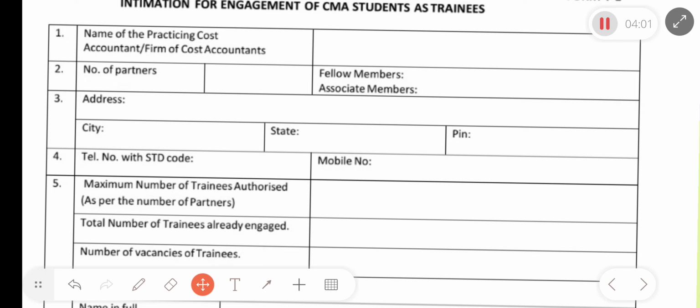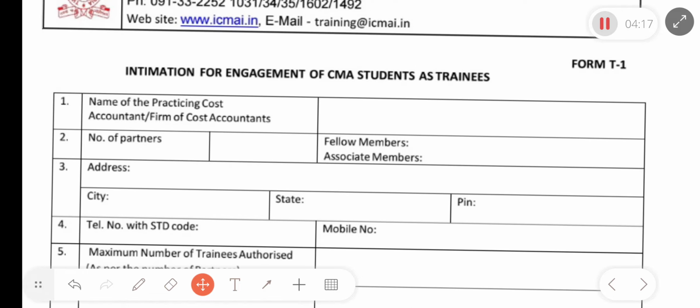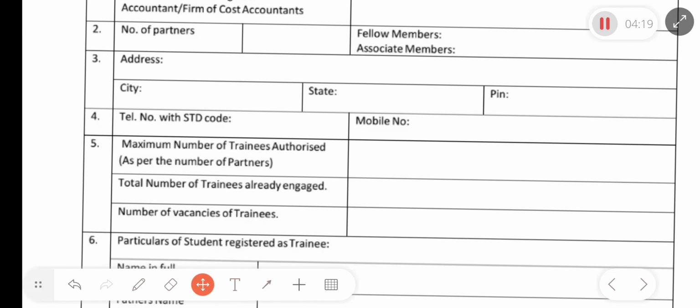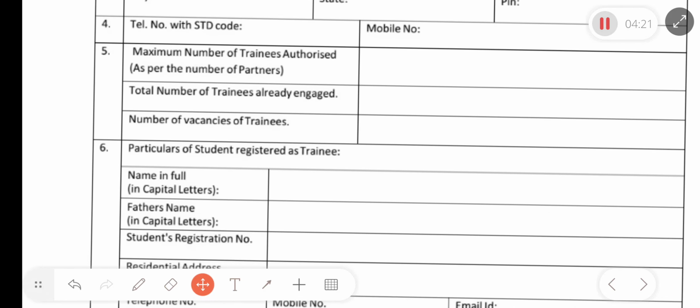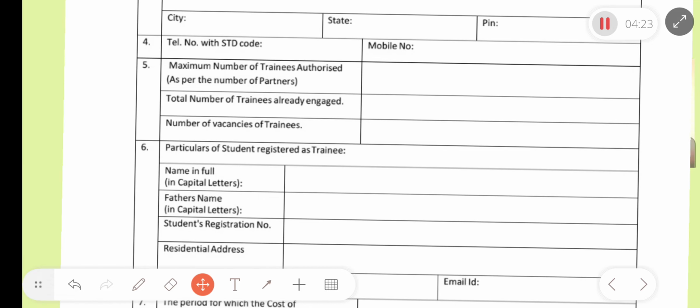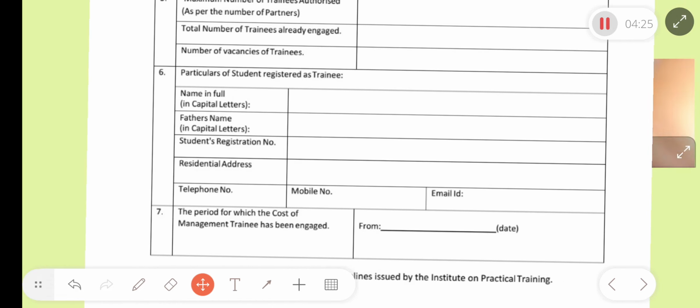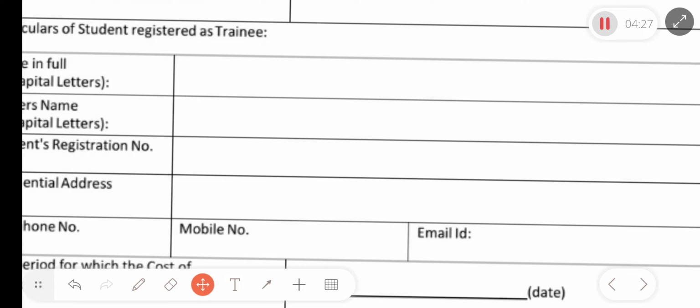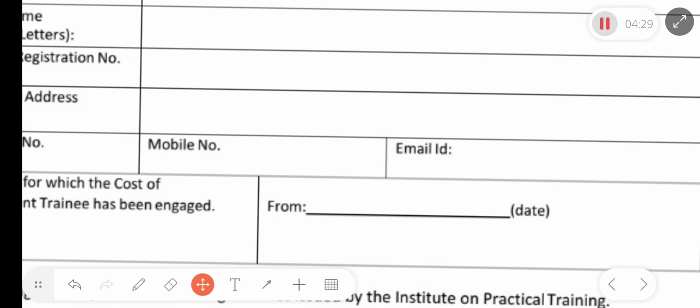Mention the names and membership numbers given here, either associate or fellow number. Enter the register number for the members, the firm's number of partners, and address. These details will be given in the form, so no need to worry about that. Just download this form from the institute website and apply as a trainee. Mention the date from which you joined, that's enough.